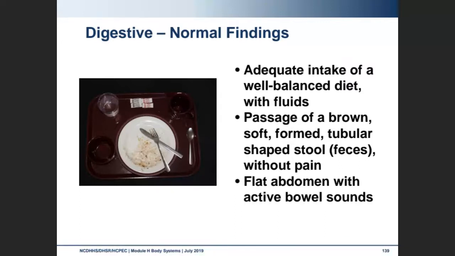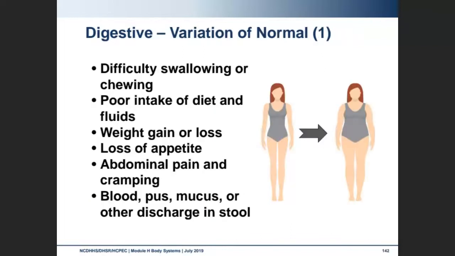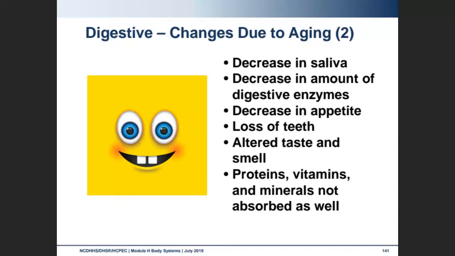As we age, some of the changes that do occur in our GI system are the decrease in number of taste buds, that slowing of peristalsis that I talked about, slower absorption of nutrients, digestion takes longer and is less efficient, the lining of our stomach thins, and our bowel muscle and sphincter muscles lose some tone. Oh, I skipped ahead too many, sorry. Decrease in saliva production, which can cause difficulty in chewing and swallowing. Decrease in the amount of digestive enzymes as well. Decrease in appetite, sometimes loss of teeth. Our taste and smell do become slightly altered. And protein, vitamins, and minerals are just not absorbed as well.